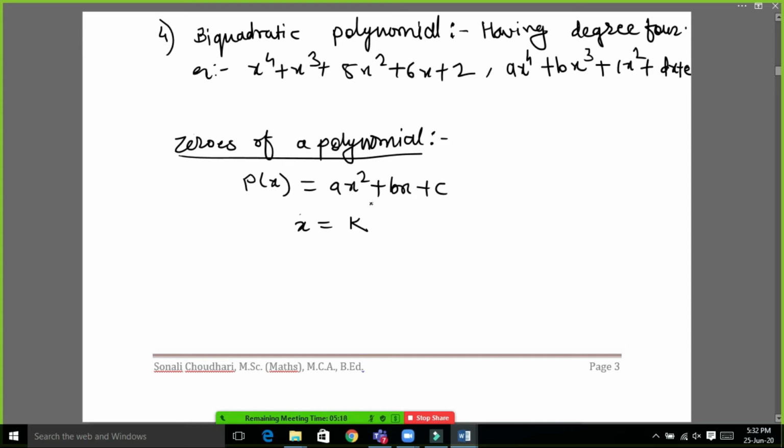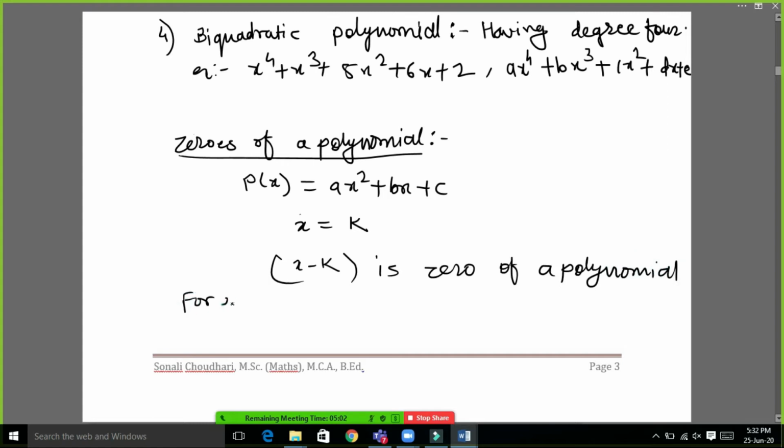So we write down here that x minus k is a 0 of a polynomial if, for example, we consider one of the polynomials, that is p of x is equal to x square minus 4x plus 4, and suppose we consider x is equal to 2, and we check whether x is equal to 2 is a 0 of the above polynomial or not.